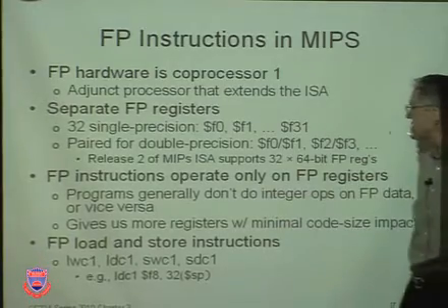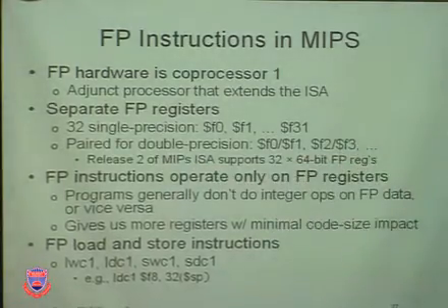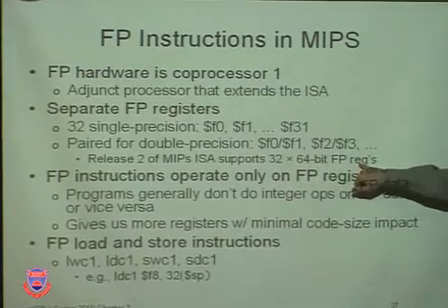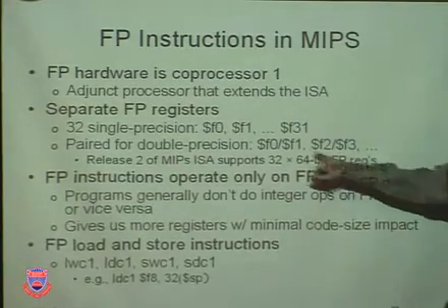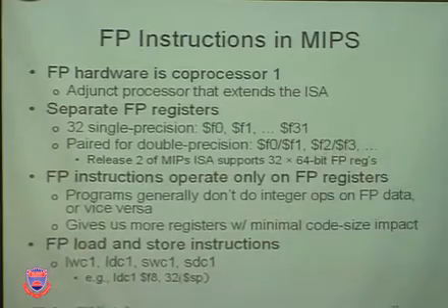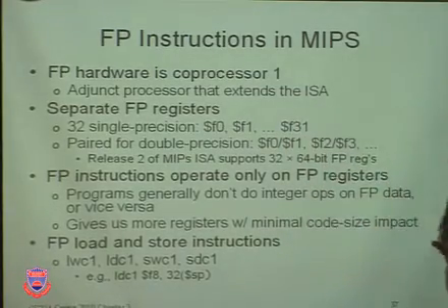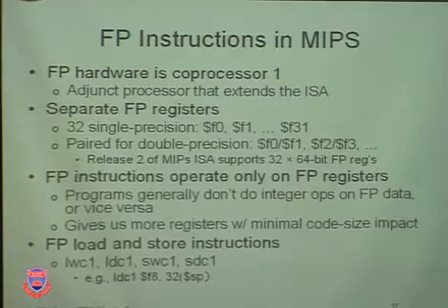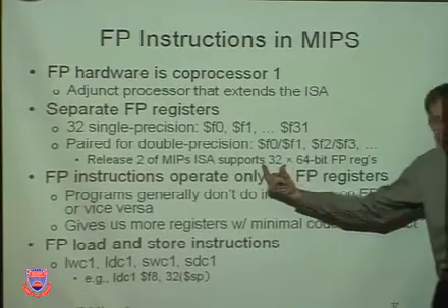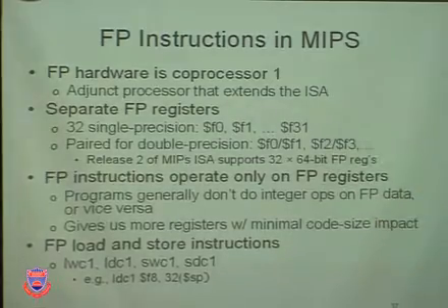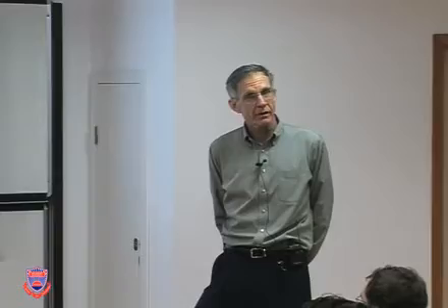Now, release 2 of the MIPS ISA supports 32 64-bit floating point registers as opposed to 32 32-bit floating point registers. Because if you pair them and only have 31, then you really have 16 registers for double precision math. So the second release ended up with 32 registers for double precision math. The floating point instructions only operate on the floating point registers. Integer instructions only operate on the integer registers. That seems clear enough and fair enough.